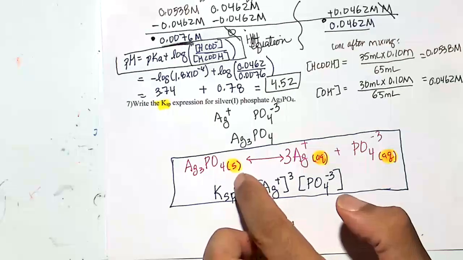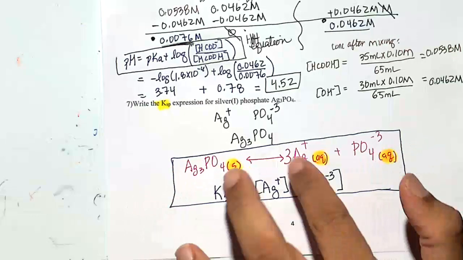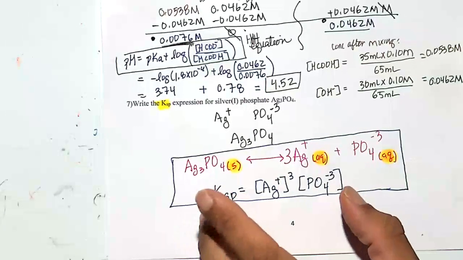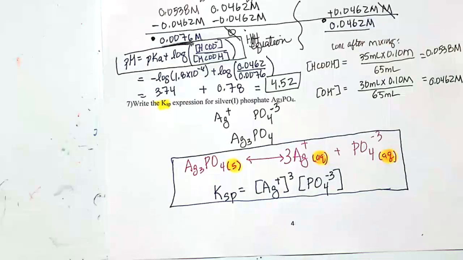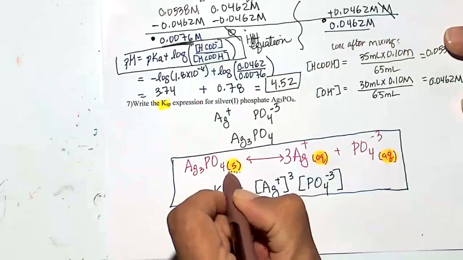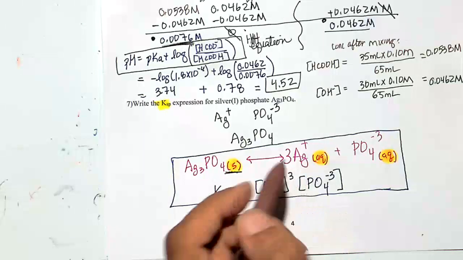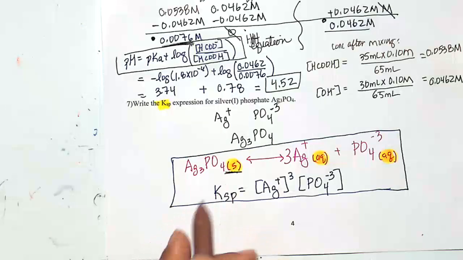So where students make mistakes is not balancing this equation, not putting the correct states, solid and aqueous, and then not writing this expression. It's products over reactants. Why did we not put any reactants here in the denominator? It's a solid, and solids don't have a concentration. They have a density, so we don't put that in there. We have 2 more problems, and that will really cover all the major aspects of this exam.